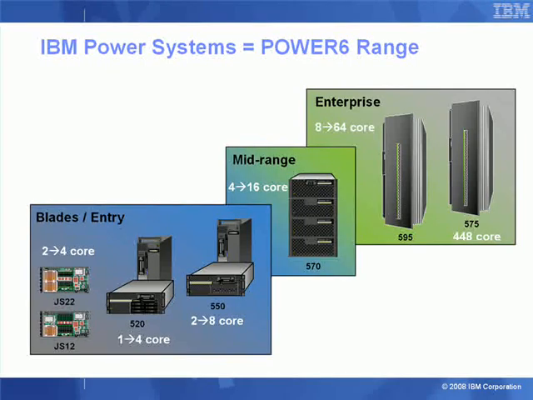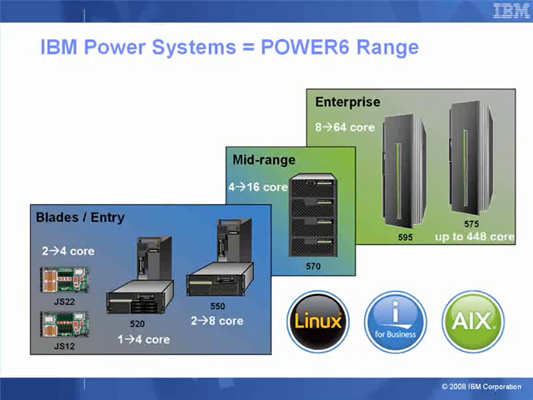The 575 is a machine that's used for high performance computing. It allows us to have 14 of these in a single 24-inch rack. That gets us up to 448 cores in a single rack. All of these machines will run the operating systems AIX, IBM i, and Linux for Power. We can dedicate the whole machine to a particular operating system, or we can have any mix and match of these operating systems on the same machine.